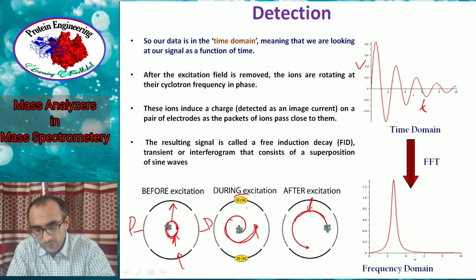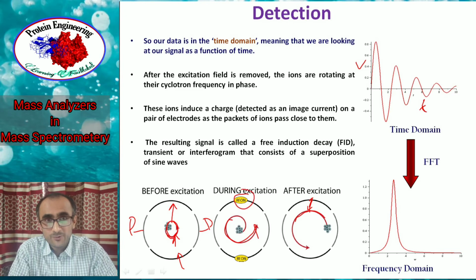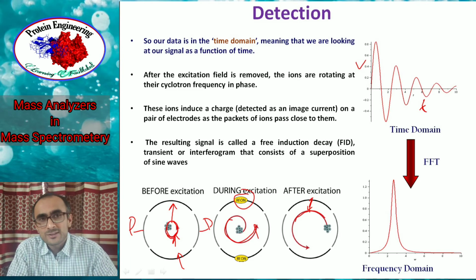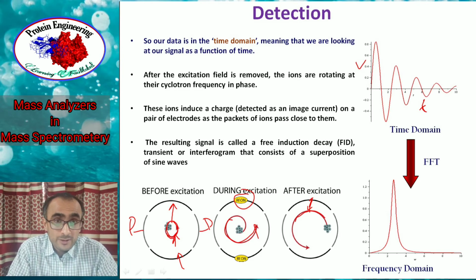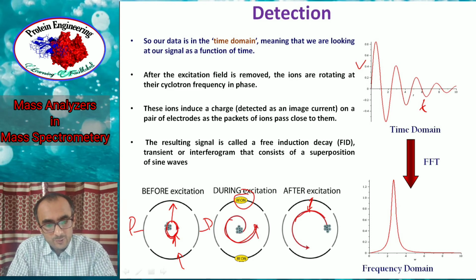But when you remove the RF pulse, the radio frequency is removed, they go back to the original state and they start oscillating with their original cyclotron frequencies. That's why this data goes down. You see the sine wave goes down eventually with time.